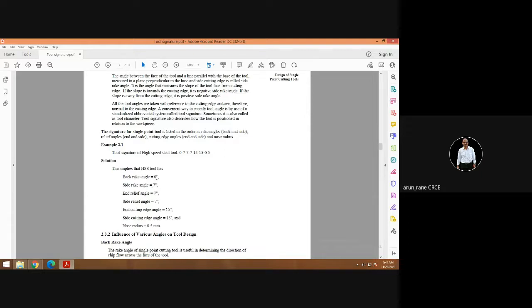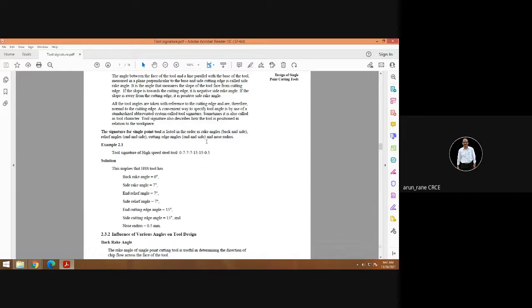so back rake is nothing but the angle you can see from the front view. Side rake is from the side. Then end relief and side relief. End relief is from the front, and then side relief. So this is your back rake, side rake, end relief, side relief: front view, side view, front view, side view. Okay. And then this is your end cutting edge angle, and this is your side cutting edge angle. So both are from the top. You cannot say this is a back rake, and you cannot say this is end cutting edge. Okay, so this is the particular sequence you must understand.